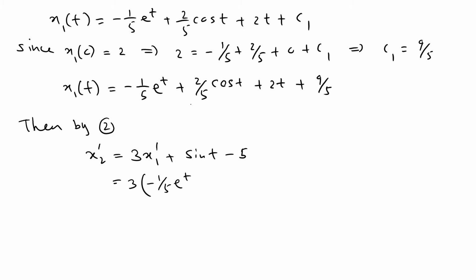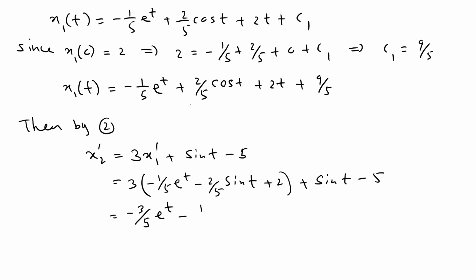Once you take the derivative, you're going to get negative 2/5 sine t, plus 2, that's the derivative, and then plus sine t minus 5. Now we simplify this. After you simplify, you get negative 3/5 e^t, then negative 6/5 sine t and plus sine t, some of them cancel each other, so you're only left with negative 1/5 sine t. And then you have 6 minus 5, so 1 is what you get.